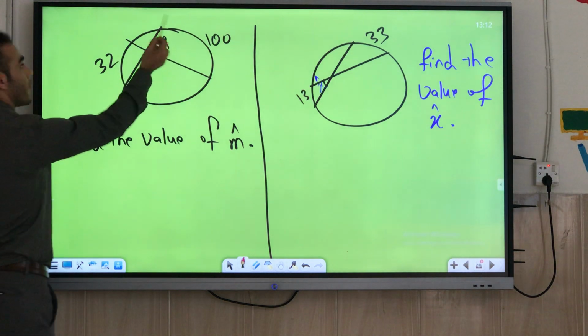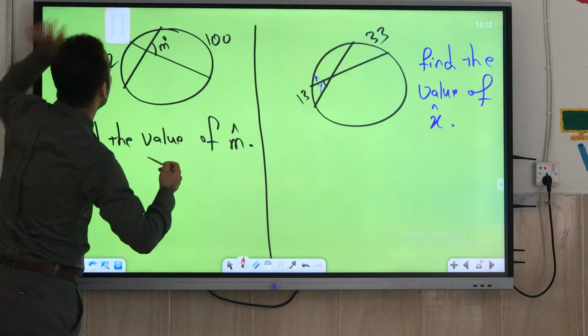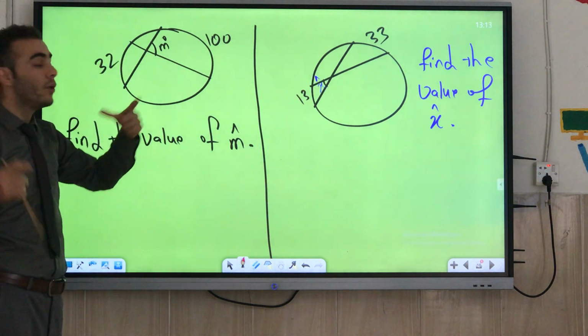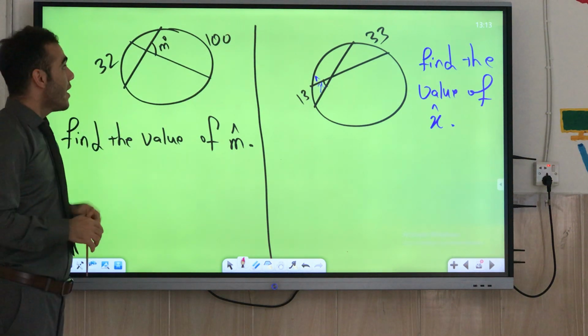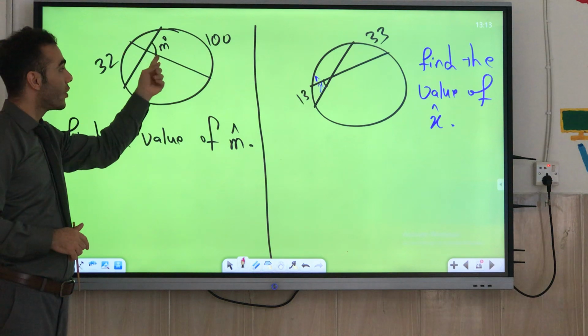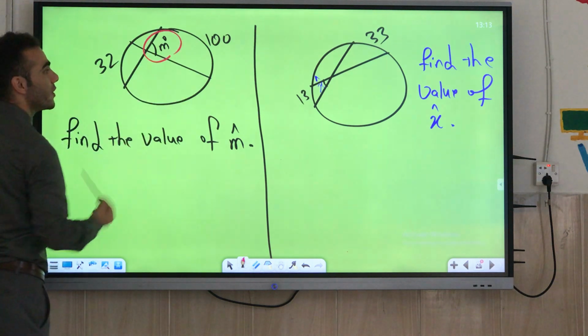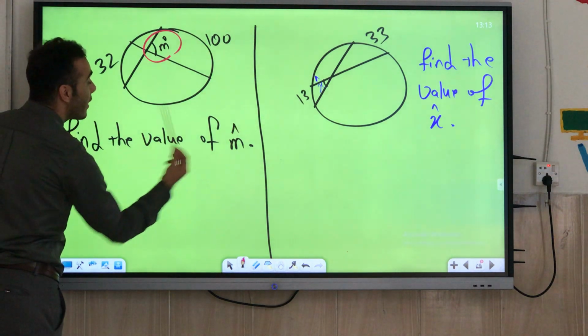Here we have a circle, and inside our circle we have two chords that intersect each other. Then they will form the interior angles. Here our interior angle is M, and the question asks, find the value of angle M.